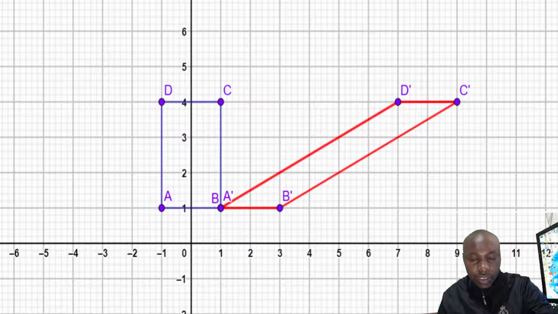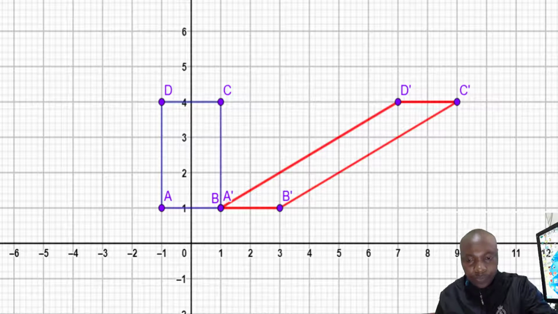So let's think of stretch. A stretch is a transformation where the points move perpendicularly from the invariant line. When I look at these, the invariant line is the x-axis, and the points are not moving perpendicularly, so this one is not a stretch. So automatically, this is a shear.